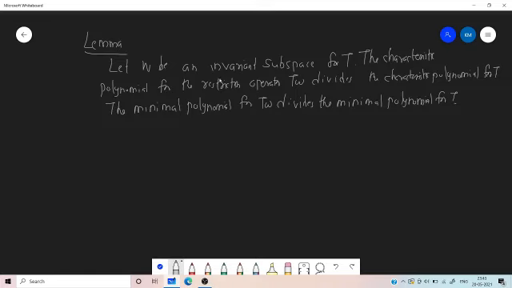Here W is the invariant subspace for T, which means TW belongs to W, is a subset of W, and the characteristic polynomial for the restriction operator TW. We have seen the matrix for the restriction operator TW, which divides the characteristic polynomial for T. We have to prove this, and also we have to prove that the minimal polynomial for TW divides the minimal polynomial for T.